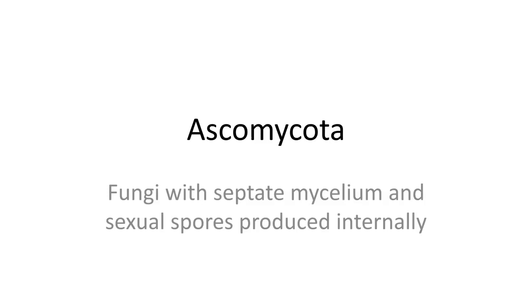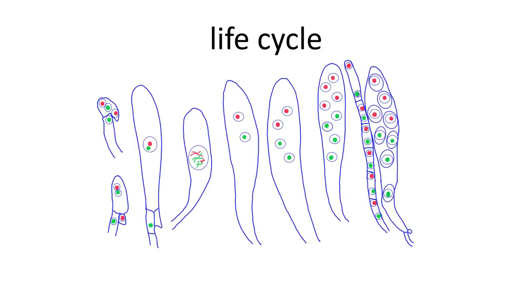The group of fungi we're going to look at here is called the Ascomycota. These are fungi that have septate mycelium and sexual spores that are produced internally in what they call the ascogonium, or the cell in which these spores are produced, and that would be your sexual spore. Now let's take a look at the way this works in the life cycle.